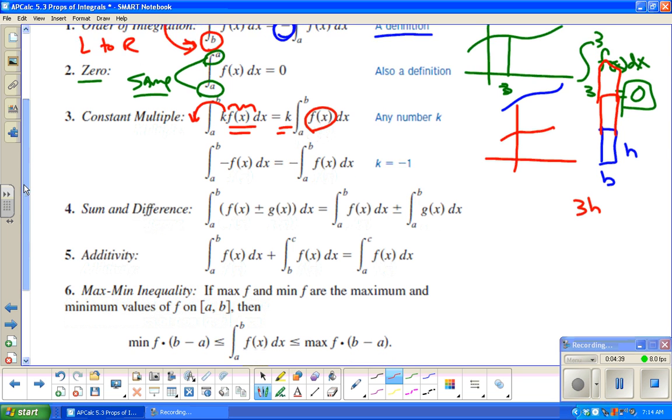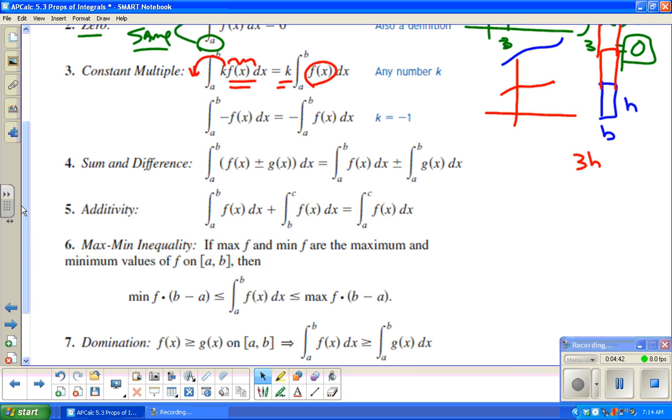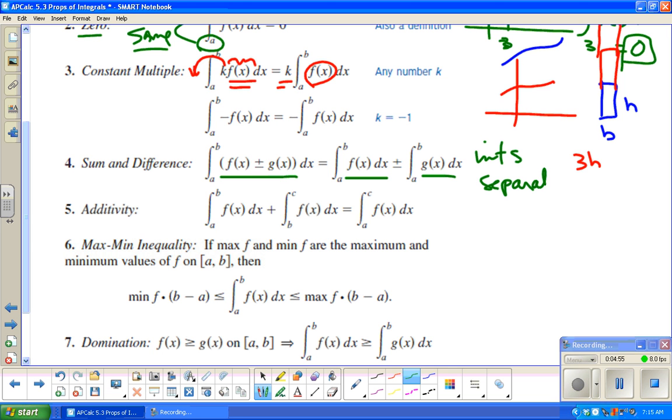Okay. Sum and difference, well, basically this rule just says if I want the integral of functions that are added together, I can actually do those integrals separately. It looks on paper like distributing. It is not distributing. It's never distributing unless it's multiplication across addition or subtraction. But that's kind of how you picture it. So just like with derivatives, we can go through and do derivatives of each term separately. Well, we can do integrals of each term separately also.